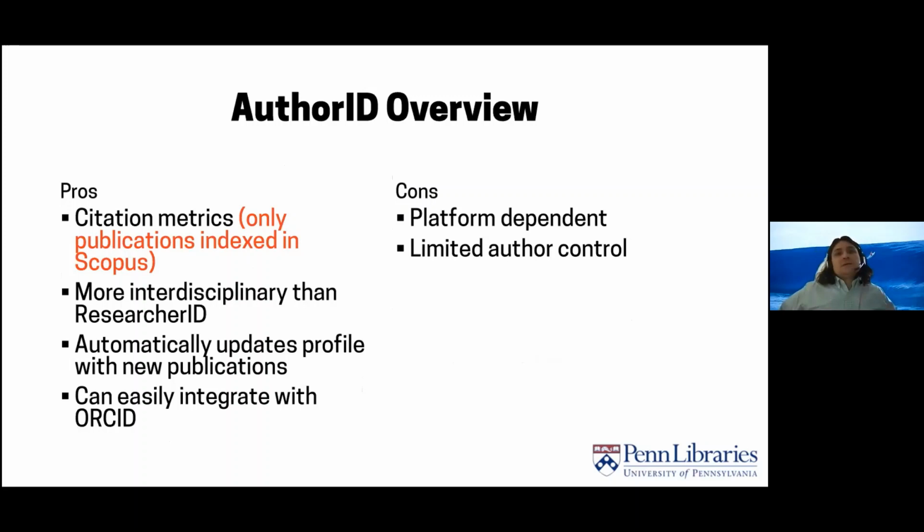Okay, so this is an overview of Author ID. As pros, it has citation metrics, however, only for the publications indexed in Scopus. And it is more interdisciplinary than ResearcherID, which is another profile system that we will see next that belongs to Web of Science, a competitor of Scopus. It automatically updates your profile, and hopefully it gets it right, and it can easily integrate with ORCiD.